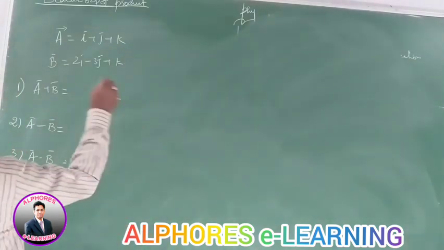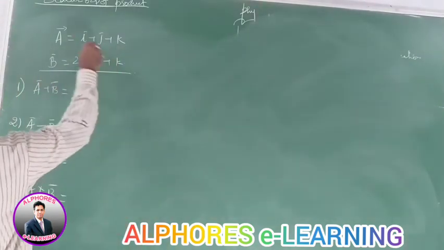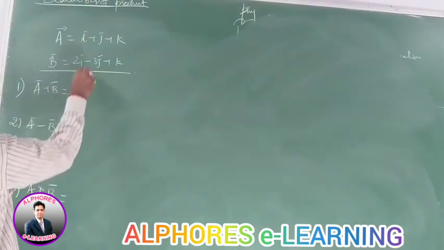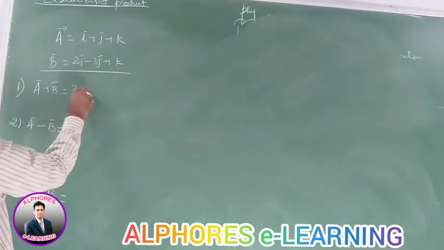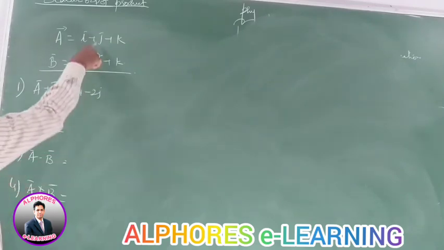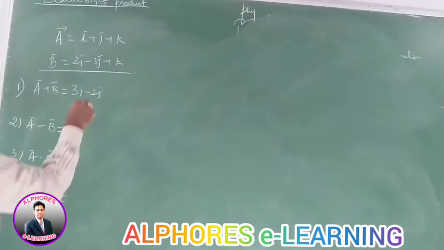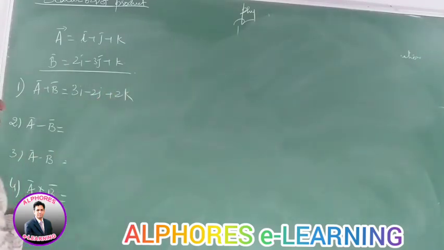Let's take what is A bar plus B bar. Adding both, it is A plus B: adding i plus 2i, it's 3i, j minus 3j, it's minus 2j, and plus 2k it is.